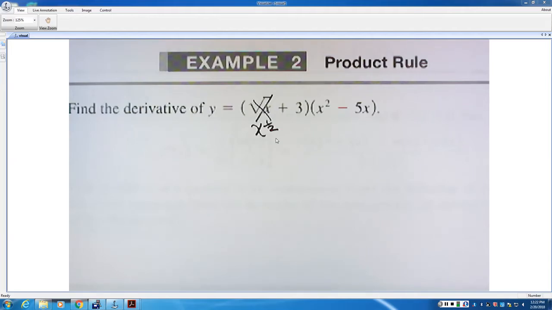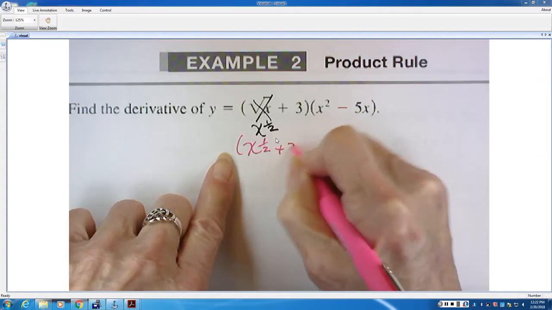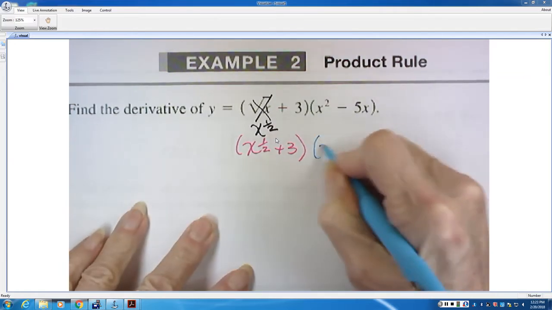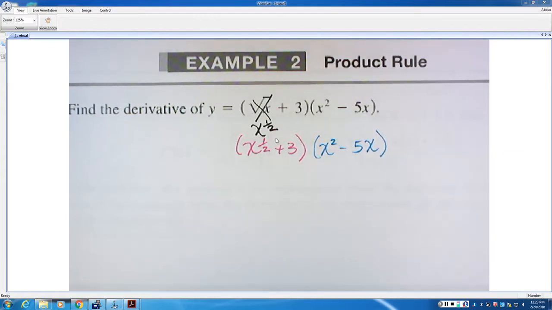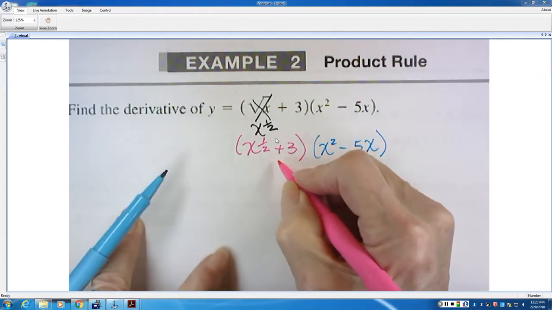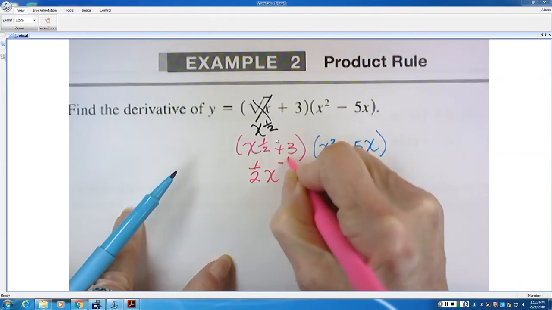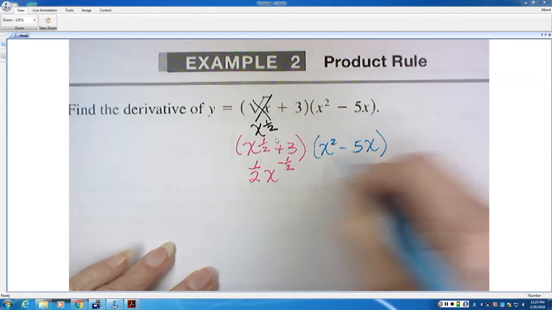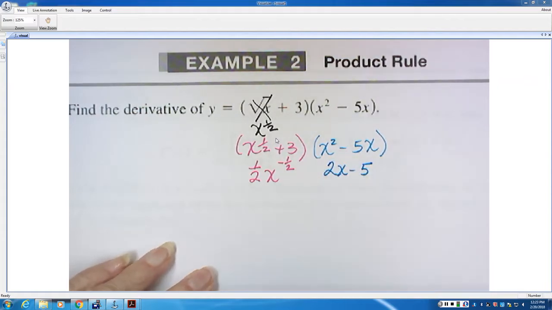So then I have x to the 1/2 power plus 3. That's my first factor. And x squared minus 5x, and that's my second factor. And the derivative of x to the 1/2 plus 3 is 1/2 times x to the negative 1/2 power. And my derivative of x squared minus 5x is 2x minus 5.